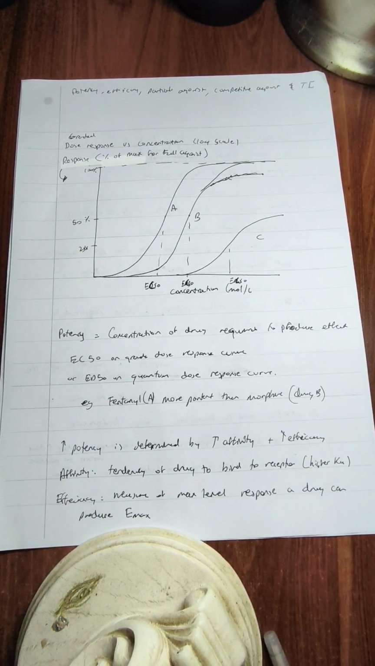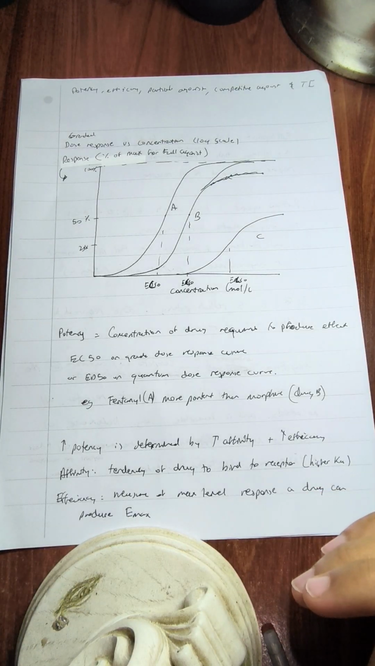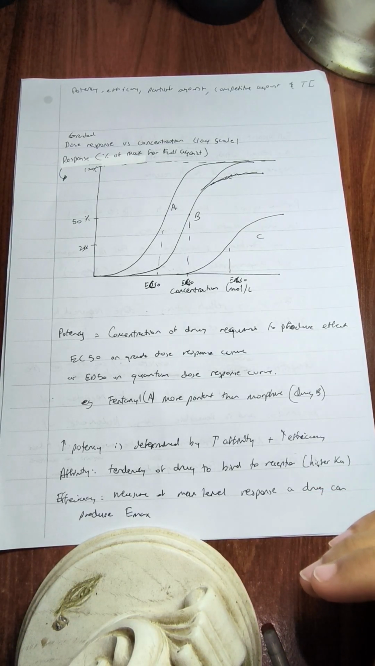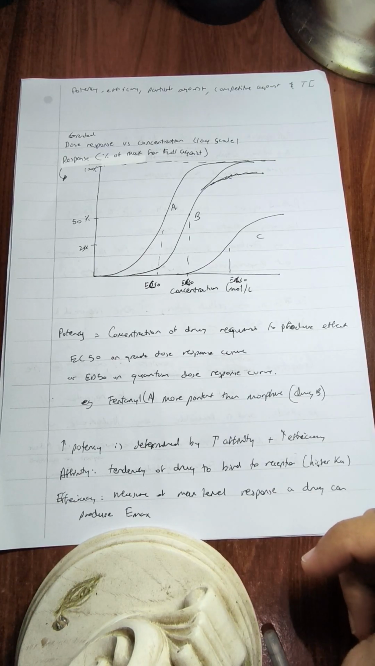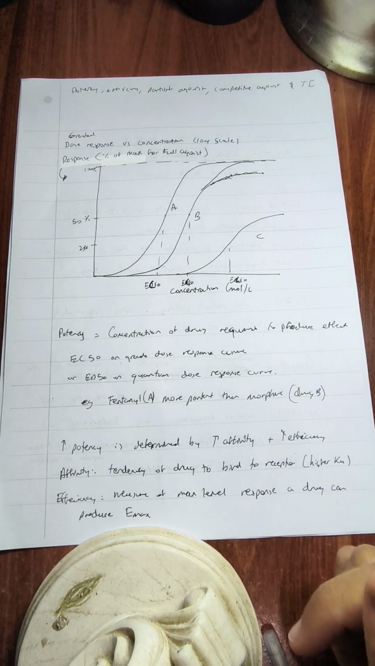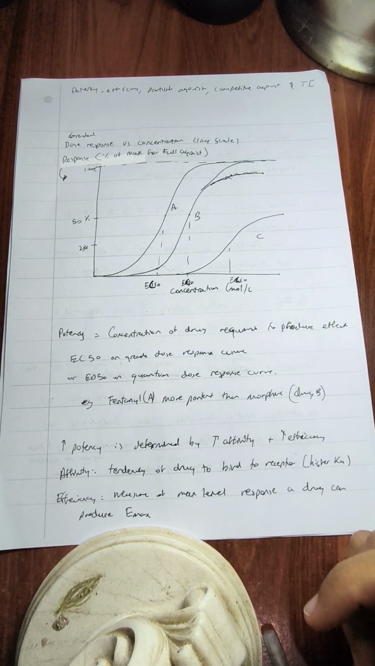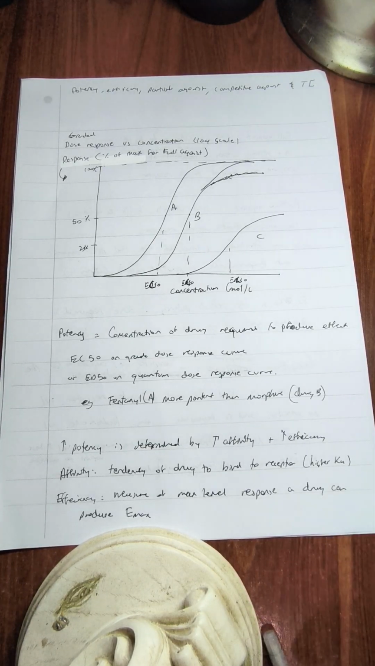Alright, so the question asks, I'm just going to read it. Define potency using the diagram. Using opioid as an example, describe and illustrate with graphs what you understand with the term potency, efficacy, partial agonist, competitive agonist, therapeutic index. So even though that's all the question, we're going to have to define a lot more things.